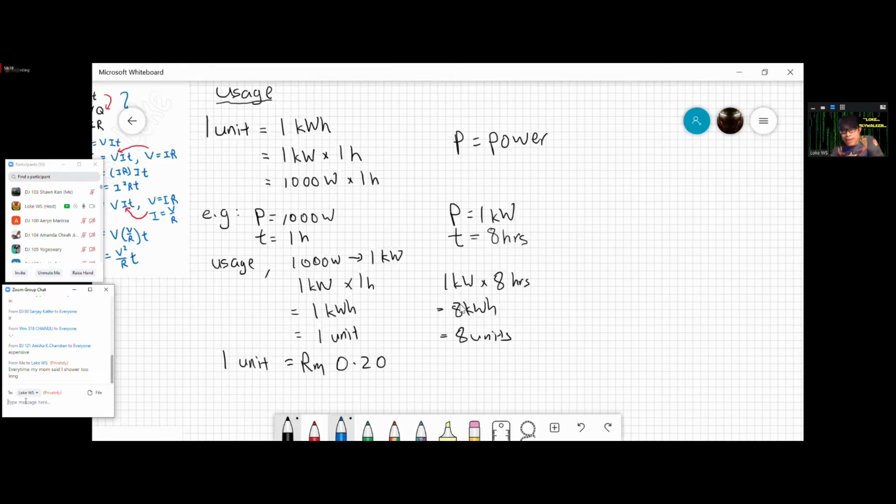Okay, come back. The aircon uses how much? 8 units, right? 1 unit how much? 20 cents, right? So 8 units maksudnya apa? Times 20 cents lah. So becoming 1 ringgit and 60 cents. Correct or not? See, 1 ringgit 60 cents for you to turn on the aircon for 1 day. You turn on aircon every day, right?